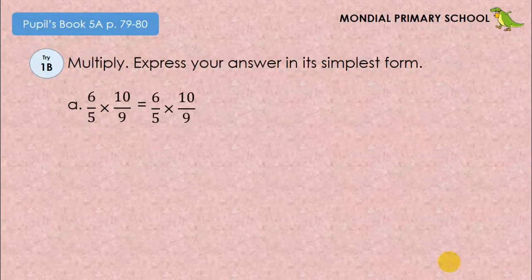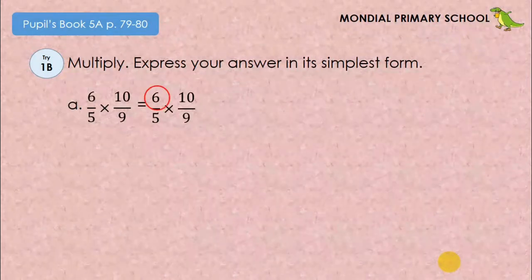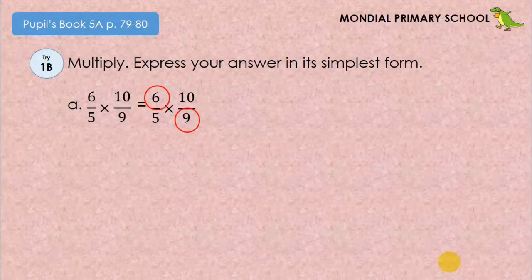What are the numerators and denominators with the common factors? The numerator 6 of the first fraction and the denominator 9 of the second fraction have a common factor, that is 3. So we can divide them by 3.